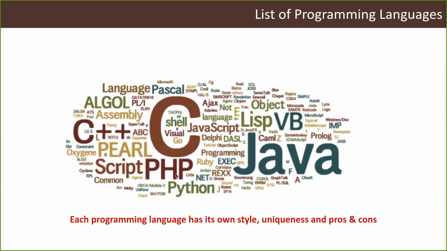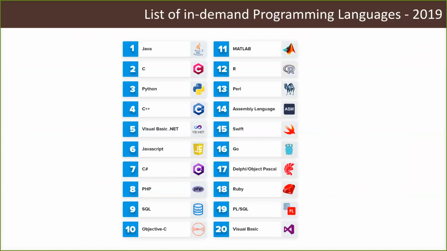As mentioned, each programming language has its own style, uniqueness, and pros and cons. Every language has its own pros and cons. If I may quote the developer of C++, he famously said there are two types of programming languages: one that people use and one that people complain about. So you can get an idea that every programming language has its cons as well. There's no perfect programming language.